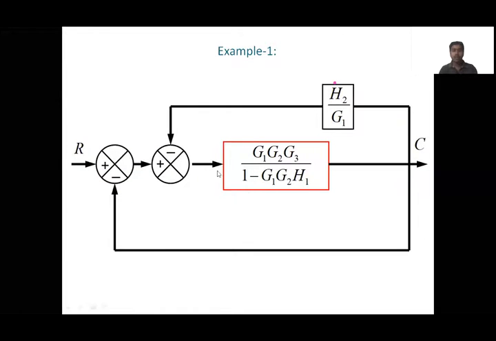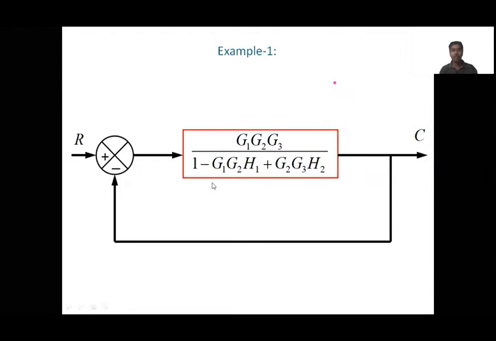Suppose this is overall G and this is G, H, overall H. Therefore, how to reduce this overall feedback: G by 1 plus GH. So G is this much, H is this much. Now after simplification, this feedback loop is eliminated and the gain is like this.